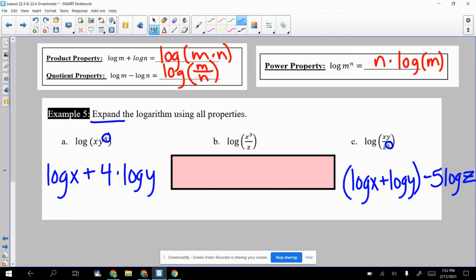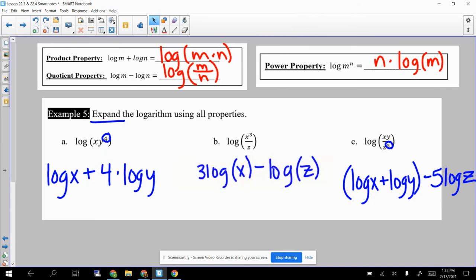All right, and then you guys are going to try this next one. Again, you're going to be using multiple properties because it's log of x cubed over z. Go ahead and try it now. All right, and this is what you should have. That 3 needs to be moved out front, and then log of x. And then you just need to subtract because it's over z, so minus log of z. Okay, so that division means subtract. All right. So these ones get a little bit tricky just because you are working with all 3 properties and you are trying to expand the logarithm.